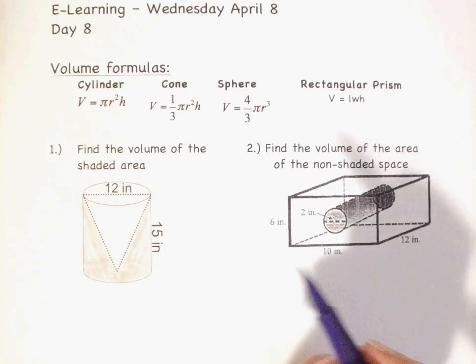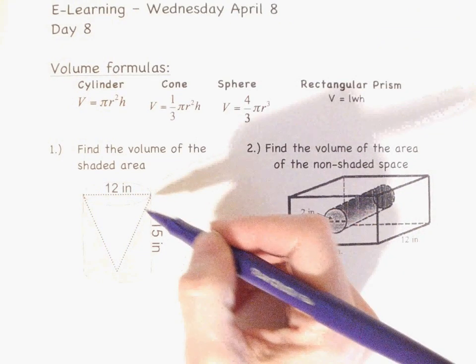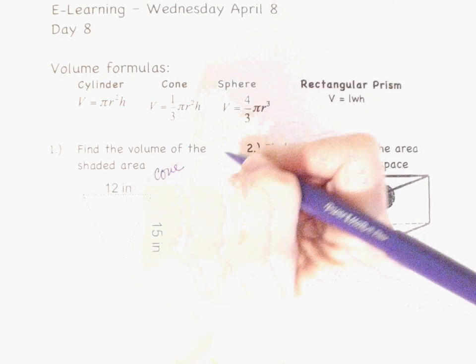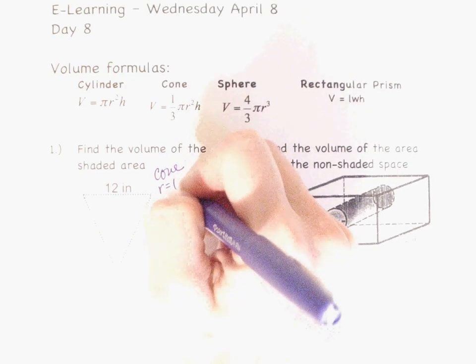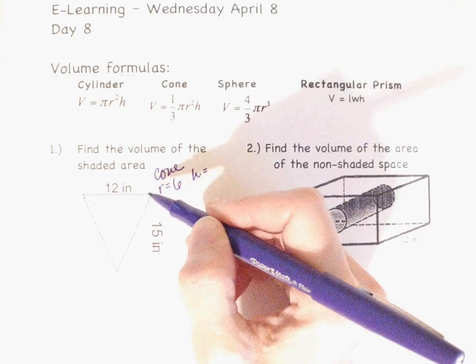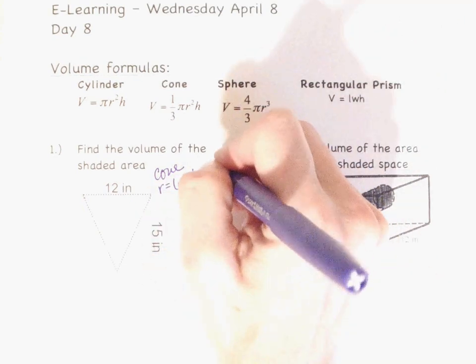All right, so what I'm going to do is jump to number one now. So for number one, I have two shapes, a cone and a cylinder. So for my cone, I'm going to go ahead and identify the radius, and the radius for my cone is 6. And then the height for my cone is the same height for the cylinder. So from the top to the bottom, or vice versa, bottom to top, it is going to be 15.